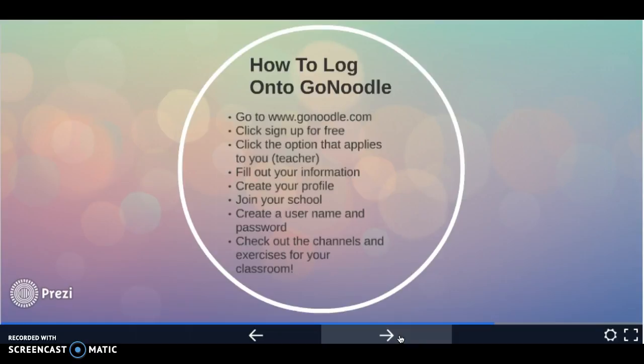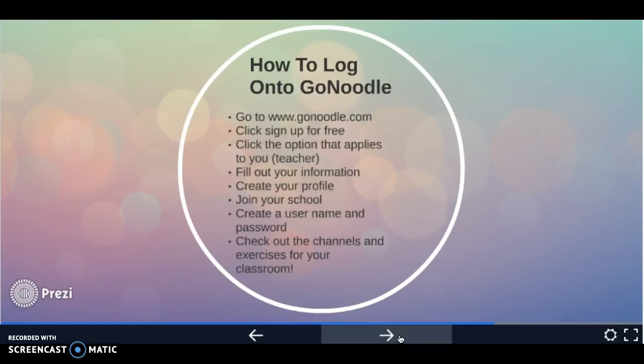So now I'm going to teach you how to log on to Go Noodle. Pretty simple stuff. So what you're going to do is you're going to go to www.gonoodle.com. You're going to sign up for free. Click the option that applies to you, and for us it's the teacher. You're going to fill out your information, create your profile. You can join your school.